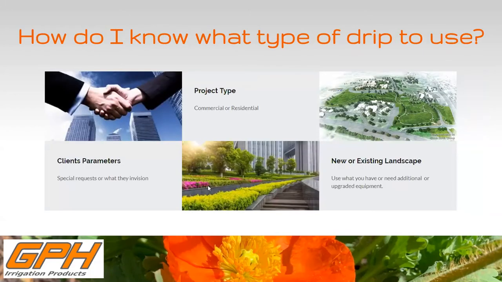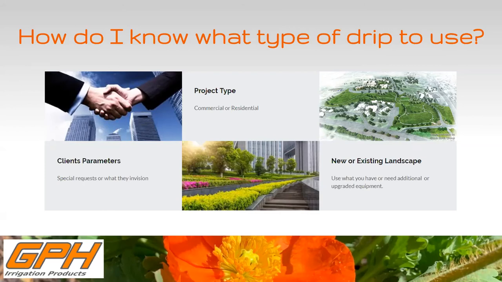Okay, so the question is, how do I know what type of drip to use? If you're working in a commercial environment, obviously you need to speak with your client and figure out what they envision. What do they want to see? What do they like? What do they not like? You need to find that out first and foremost. And then the next step would be the project type. Is it commercial? Is it residential? Is it new or existing?